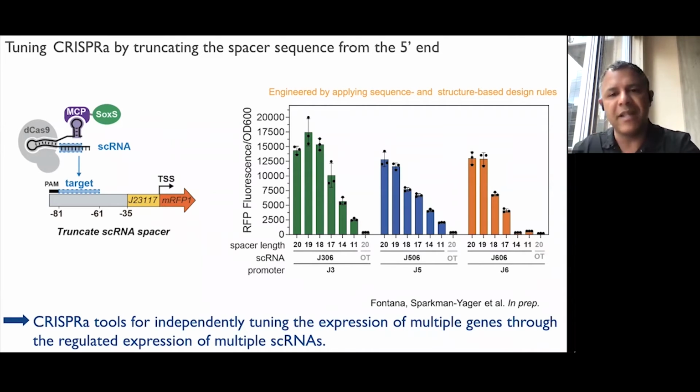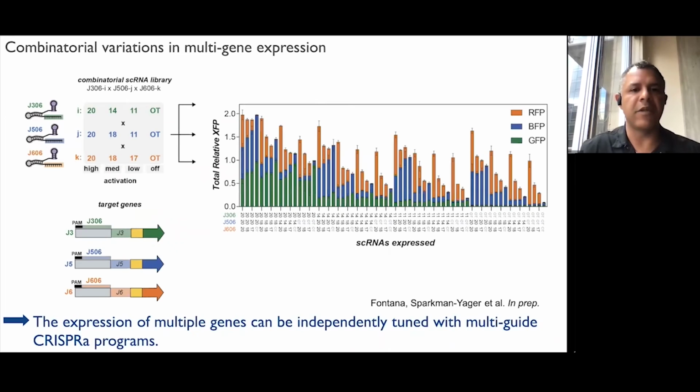And so we applied these sequence and structure-based design rules to create this set of truncated scRNAs. And now we're able to generate tunable levels of CRISPR activation. So we can go from 50-fold activation on the high end, and then medium and low, across the set. So now we've got the ability to target orthogonal CRISPR-A promoters independently that are programmable and tunable. Okay, so what can we do with them?